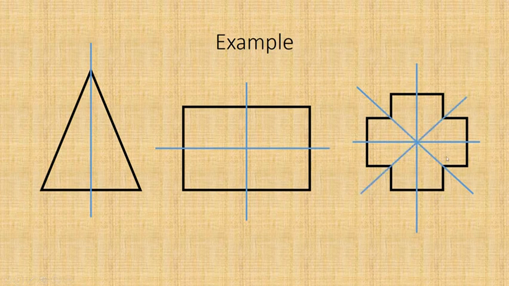If you want to do it at home as an activity, you can cut the paper in exactly this shape and try to fold it along these lines of symmetry. You'll find the halves exactly on each other and identical. So it means that they have lines of symmetry.